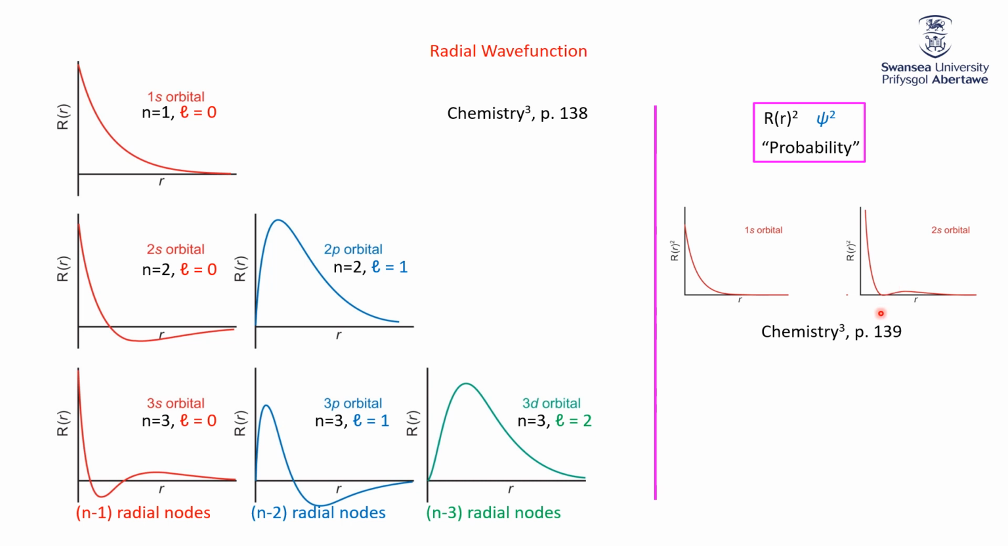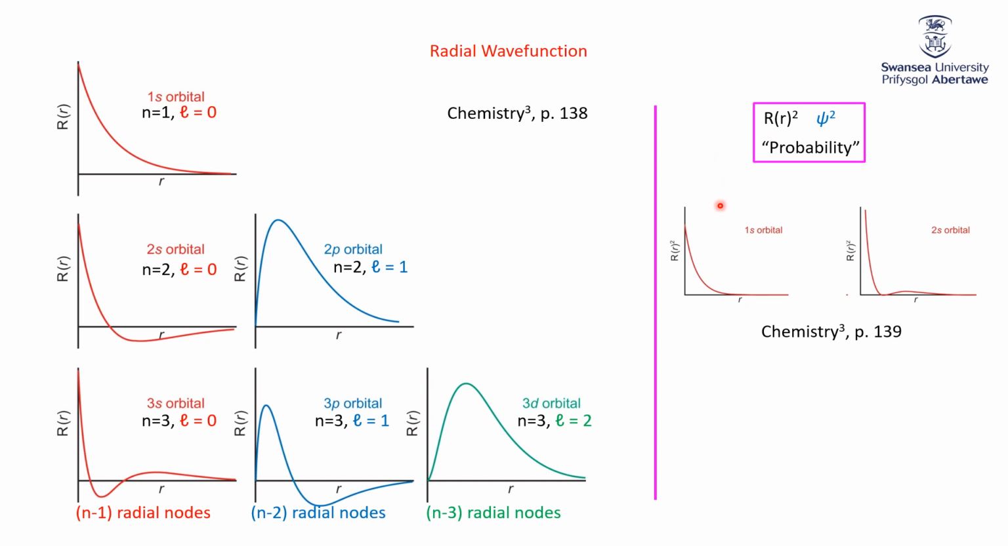You can see that, for example, the 2s has got an infinite probability, if we believe in that, of finding the electron at the nucleus. Well, obviously that's not true, right? So there's something wrong with just thinking about squaring the radial function.